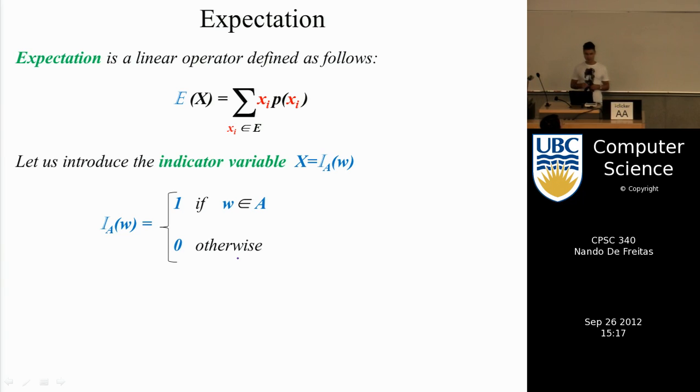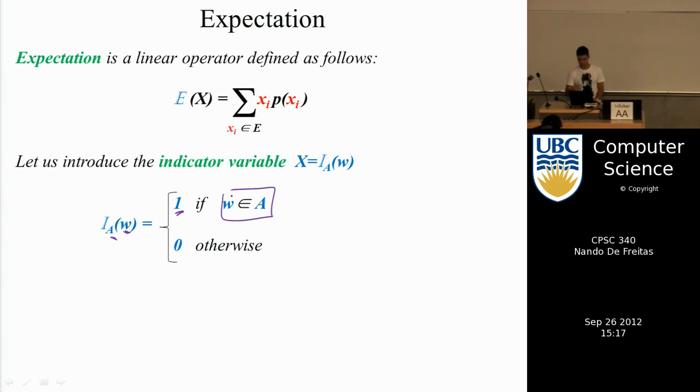It's a variable that indicates whether W belongs to a set A. It is equal precisely to 1 if W is an element of the set. And if W is not an element of the set A, then the indicator variable is equal to 0. So the indicator, as the name says, just indicates whether W belongs to A or not.